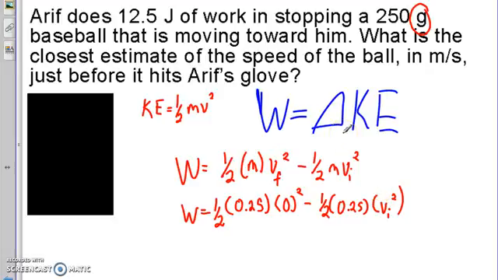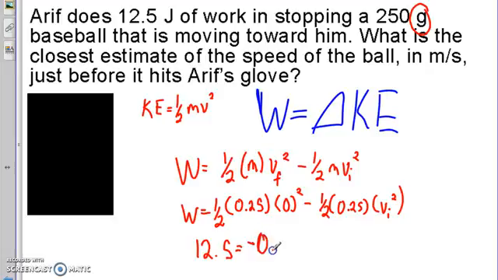So this whole thing at the beginning becomes 0, obviously, and I need to plug in the work. It's 12.5, right? So we get 12.5 equals 1/2 times 1/4, which is an eighth, which is 0.125, times v initial squared.